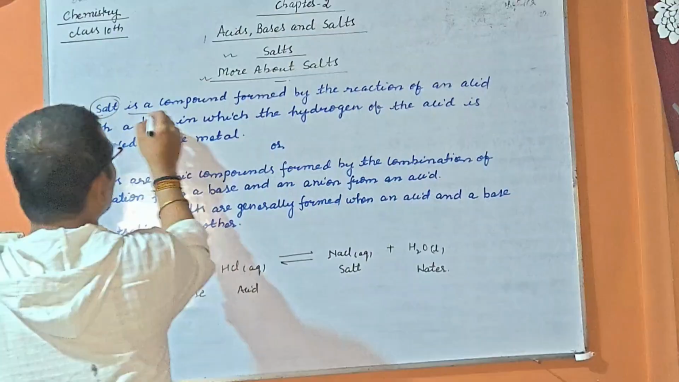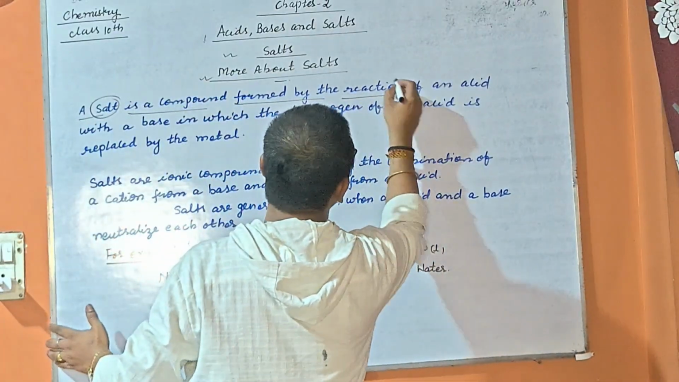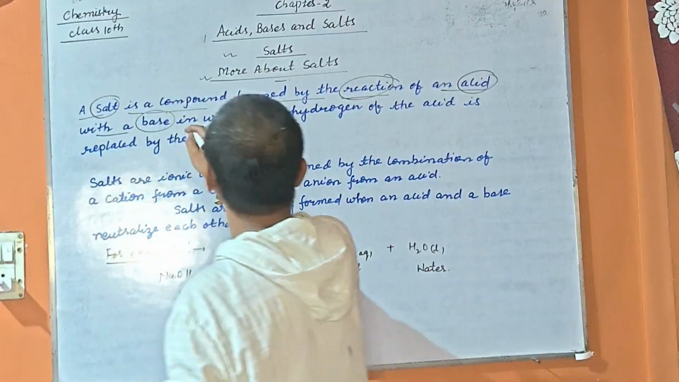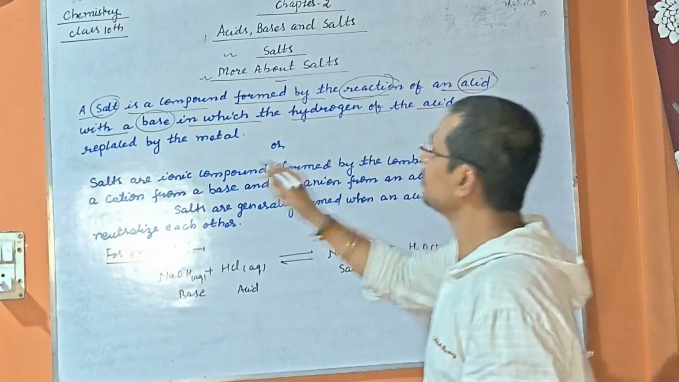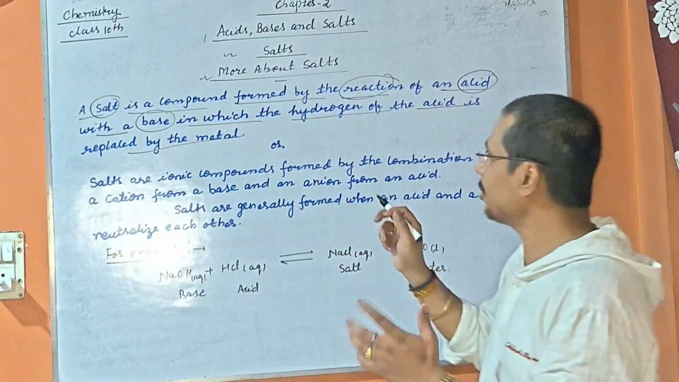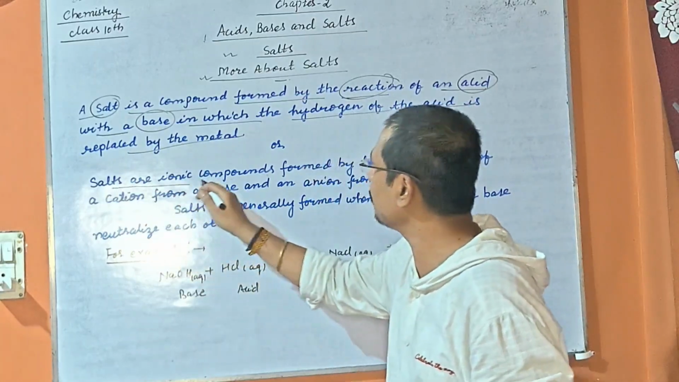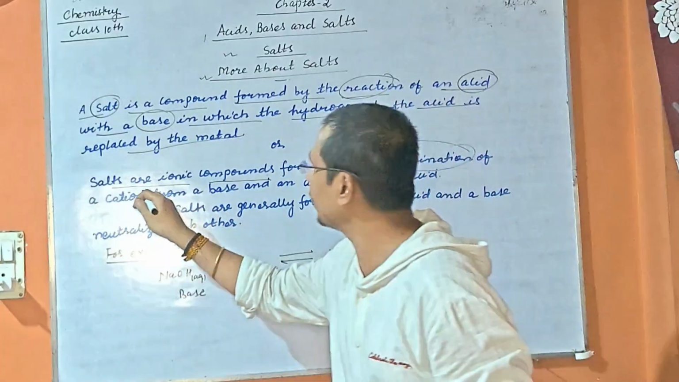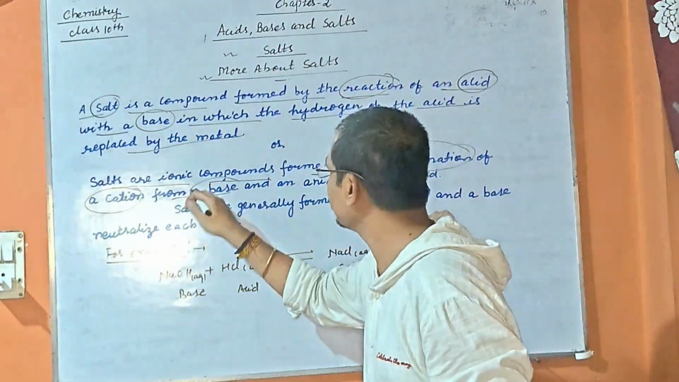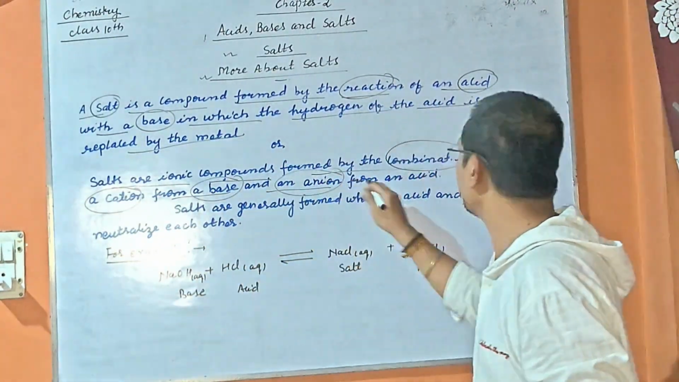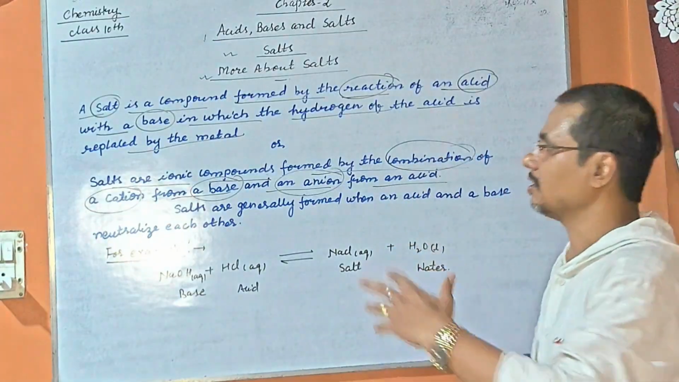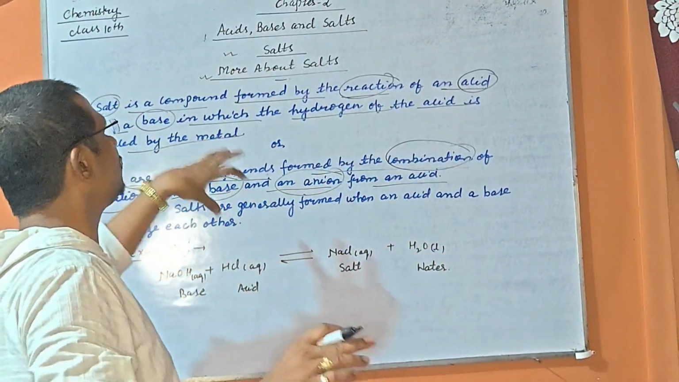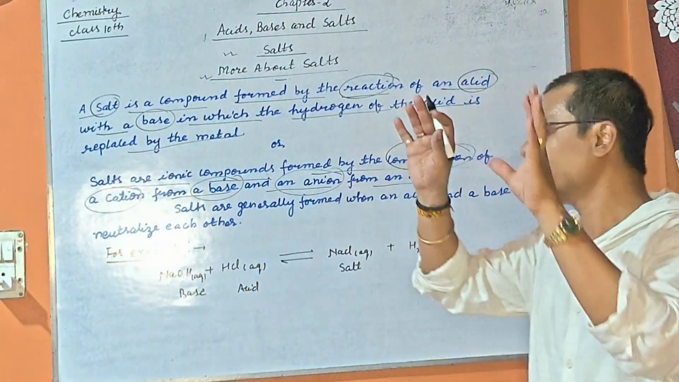A salt is a compound formed by the reaction of an acid with a base in which the hydrogen of the acid is replaced by the metal. Or you can say, salts are ionic compounds formed by the combination of a cation from a base and an anion from an acid. This is also a definition.